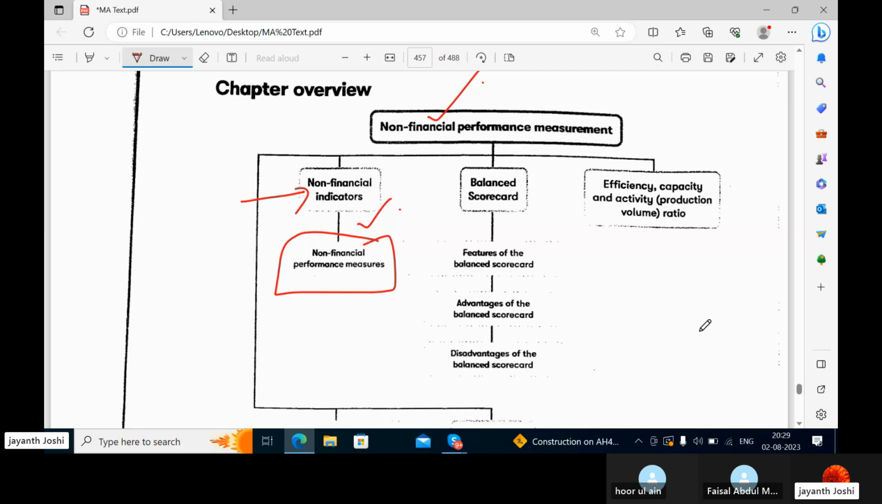Then we are going to see the balanced scorecard. What is a balanced scorecard all about? And we are going to see all these ratios as well. Okay. So let's go ahead.